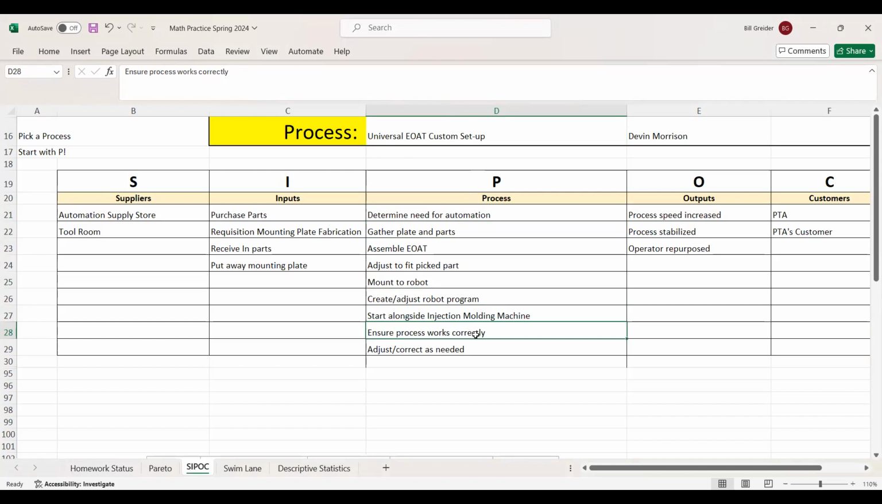So you start with the P, then we go to outputs: process speed increased, process stabilized, operator repurposed, because you don't need an operator right at the end of it, maybe doing non-value added. Sometimes we do, sometimes we don't. At least assist, so it's either a robot or a cobot. And the customers are, I love that he did this, internal, my PTA, and also PTA's customer. And going backward, I'm going to need to purchase some parts: requisition, fabrication, receiving parts, put away mounting plate, and then my suppliers, automation supply in the tool room.